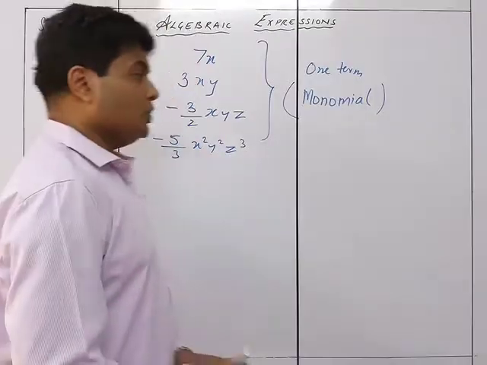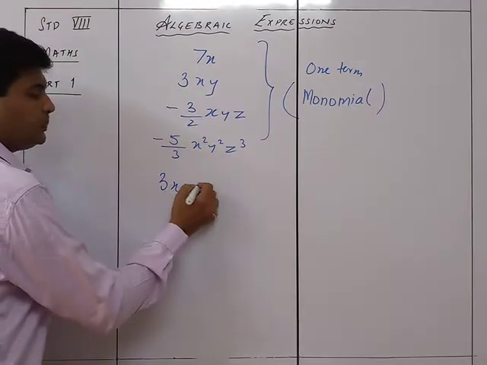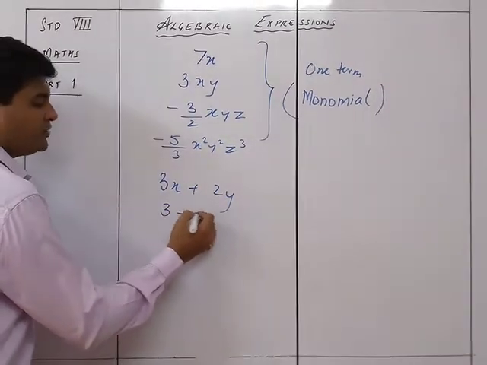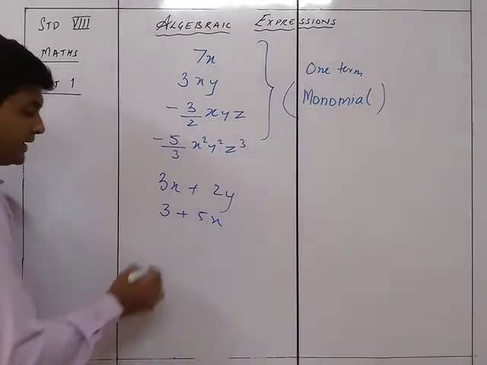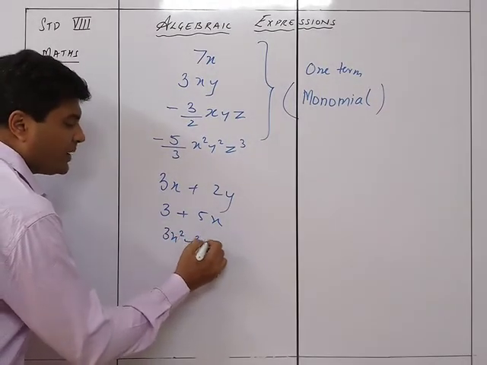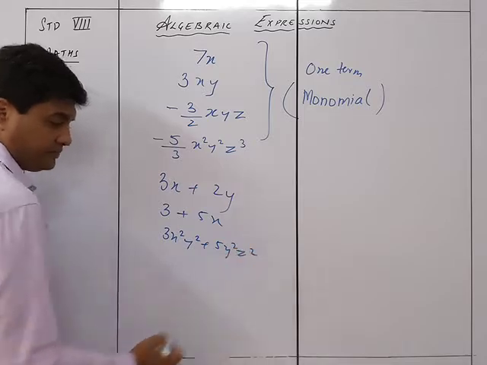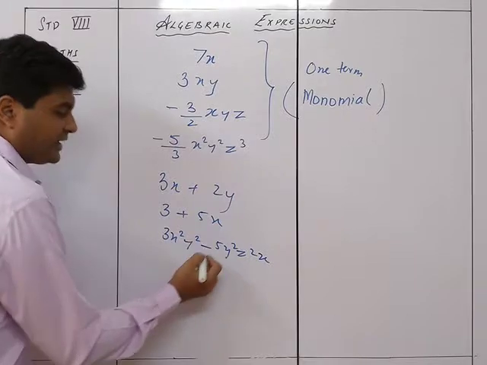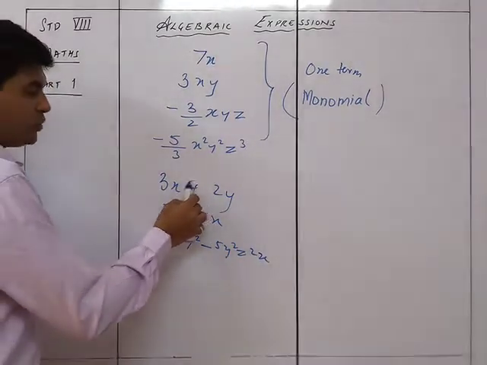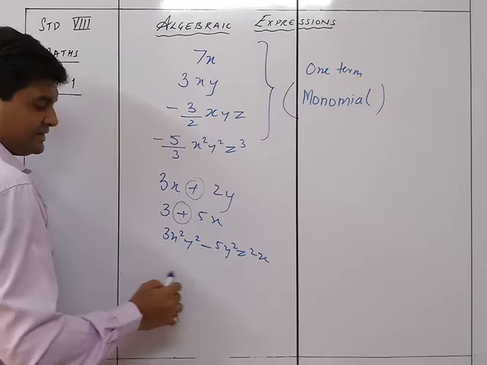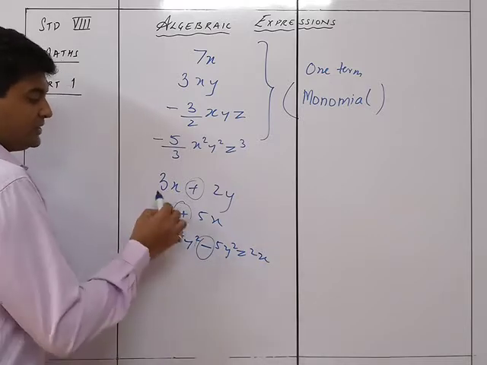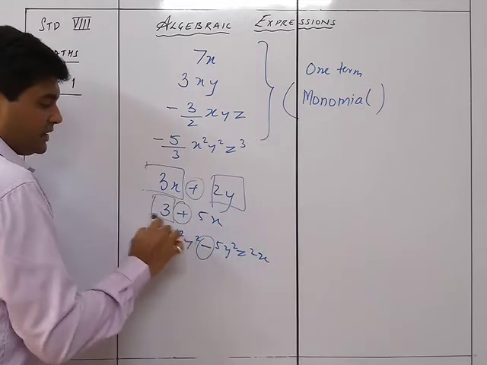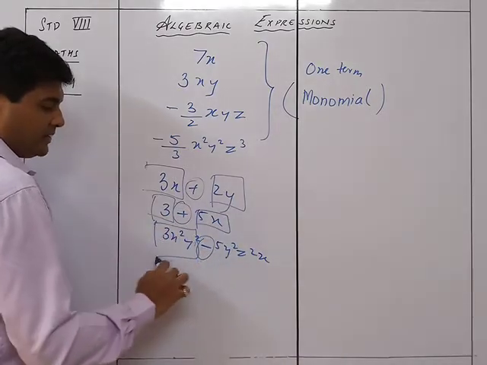Now if there are two terms, like 3x plus 2y, or just 3 plus 5x, or 3x square y square plus 5y square z square, or anything like that. In this case you can see that there is one plus sign over here, and there is one negative sign between the two. So this is one term and this is another term, this is one term and this is another term.